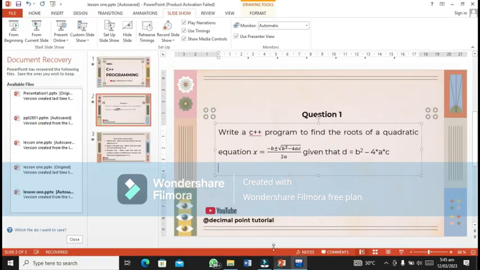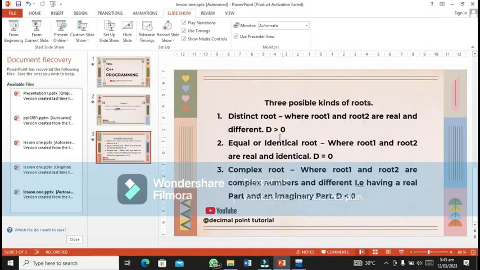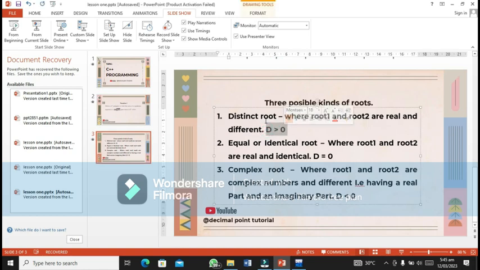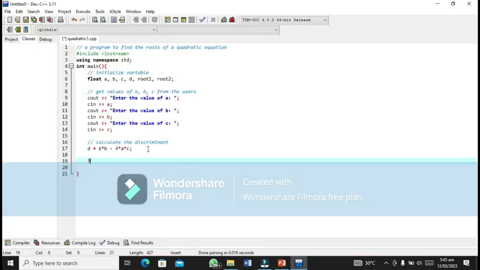We need to start applying these rules. If d is greater than 0, we know it's distinct. If d is equal to 0, we know it's equal. And if d is less than 0, we know it is complex. So let me quickly write that as a comment. If d, start with greater than 0. If it is greater than 0, then you know that we have distinct roots.